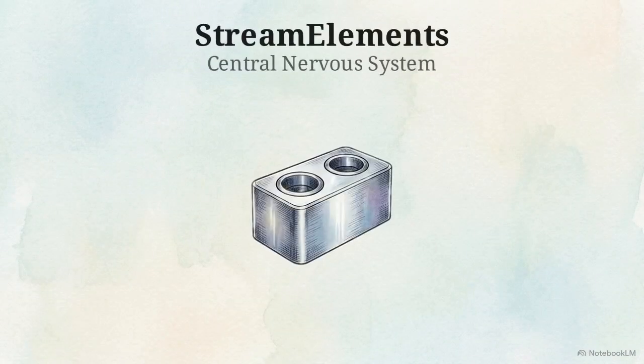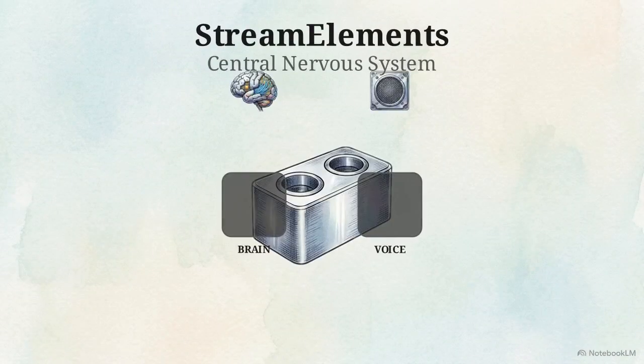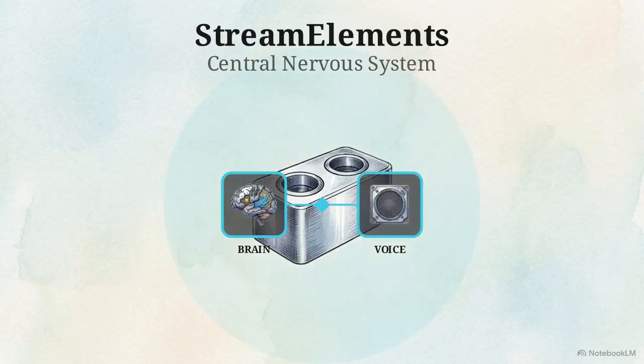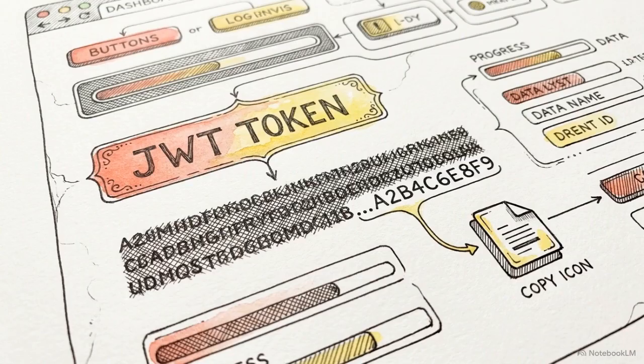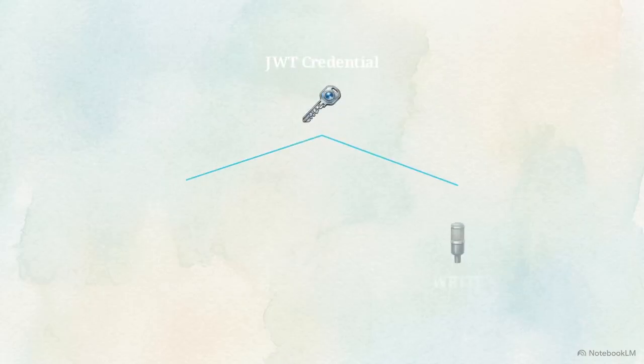StreamElements acts as the central nervous system. It is the platform that will house the AI's brain and voice. To let this system read your chat and listen to your microphone, you need a JWT token. This credential grants the widget the necessary read and write access.